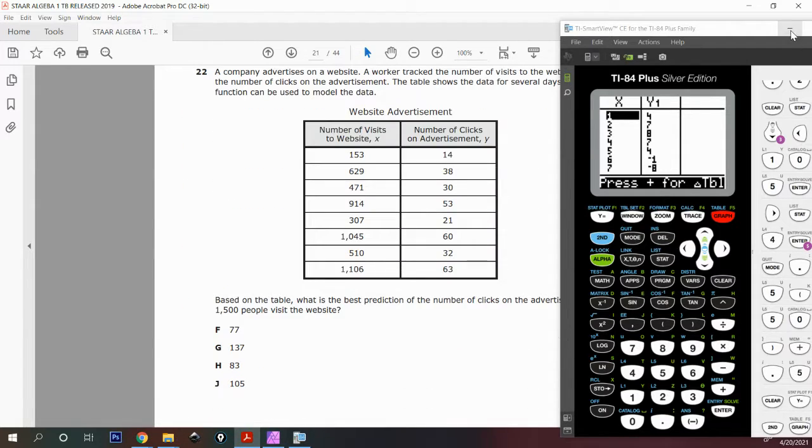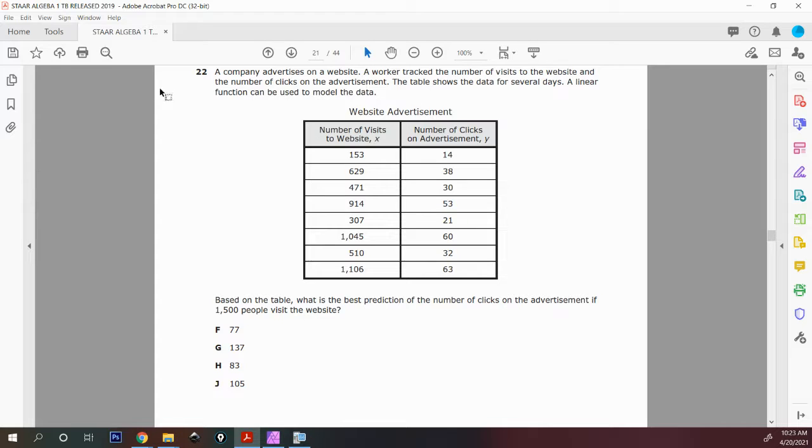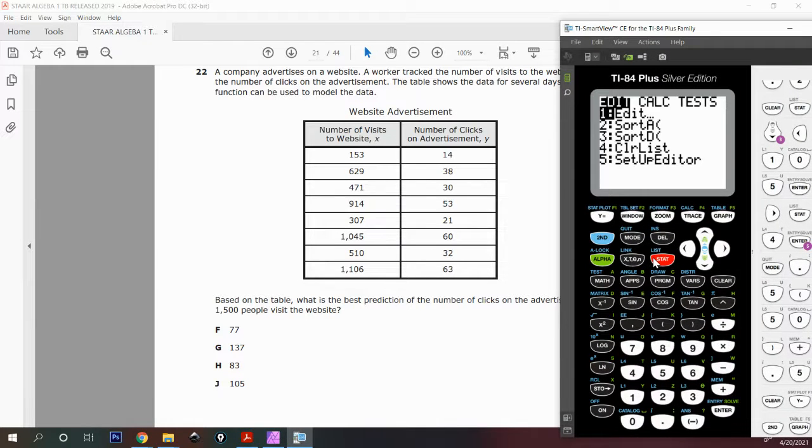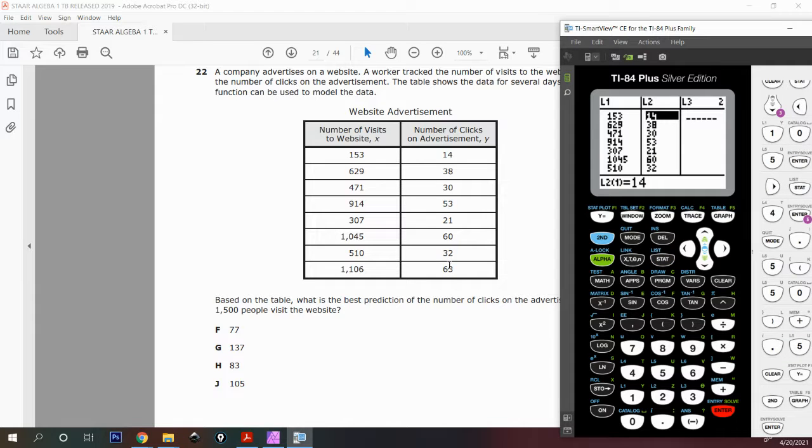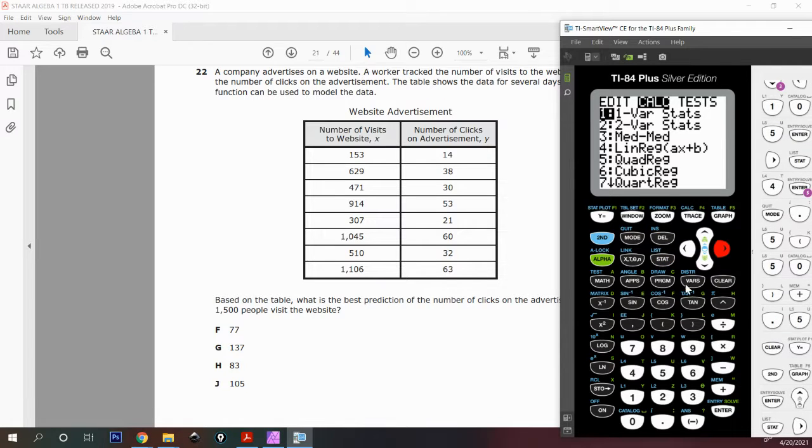All right, this one gives me a table. It says a linear function. So this is a linear function based on the table, best prediction for the number of clicks if 1,500 people visit the website. So I would go to stat, press enter and edit, and then I would type in all this stuff right here in L1 and all this stuff right here in L2. If you have something in there, you can go up to L2 and press clear and get rid of it and retype it. Then we're going to press stat, go over to calc, and it said linear, so that's going to be number 4, linear.